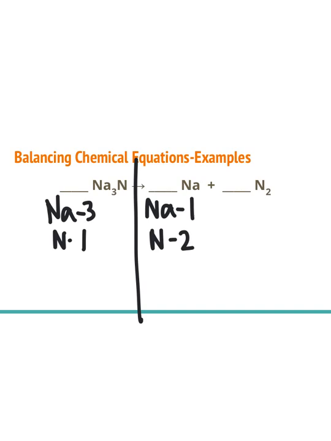So if I start with the Na, I would need 3 of them on the right side to make that work. So 3 Na's means that would match. I still don't have a match for my N's though, so now I need to have 2 of those on the left side, 2 of the whole molecule Na3N or sodium nitride in order to make this work. So that gives me 2 nitrogens, but it also gives me 2 times 3, right? I multiply those. So 2 times 3 are 6 sodiums.